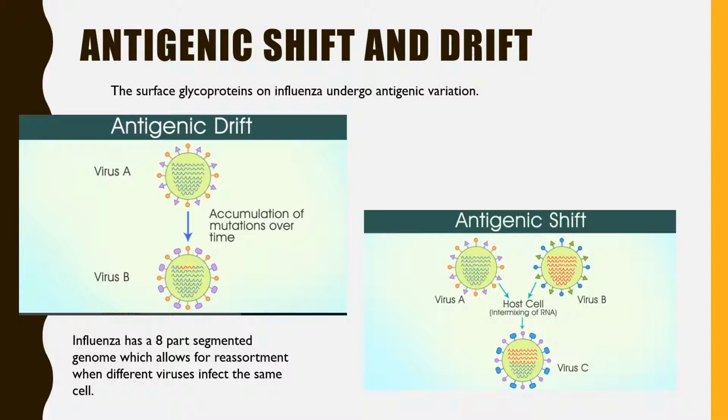The second way that the influenza virus can undergo antigenic variation is through antigenic shift. The influenza virus has 8 segments in its genome, and these 8 segments can be reassorted. This can happen when different viruses infect the same cell. As can be seen in this diagram, there are two viruses and they infect the host cell. Once they're inside the cell, they swap and exchange bits of gene, and this causes a new virus to be produced.